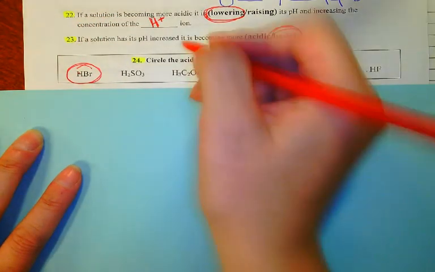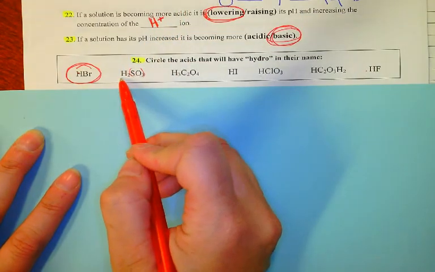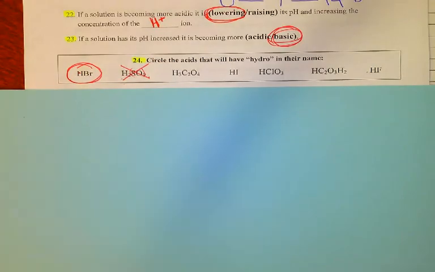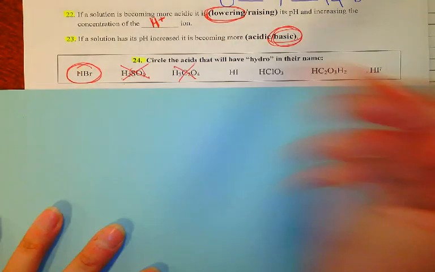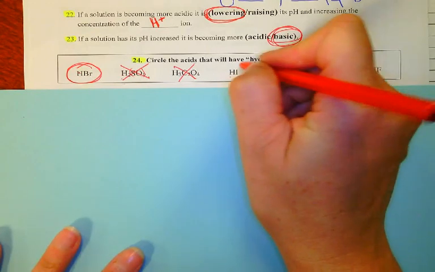This one has 1, 2, 3 capital letters, right? That's hydrogen with sulfite. So that would be sulfurous acid. This one has H and I, only 2 elements. I would say hydroiodic acid. Okay? HClO3.